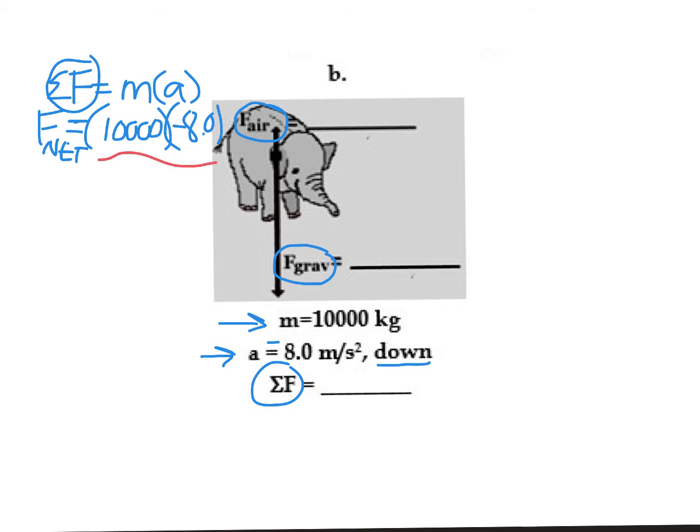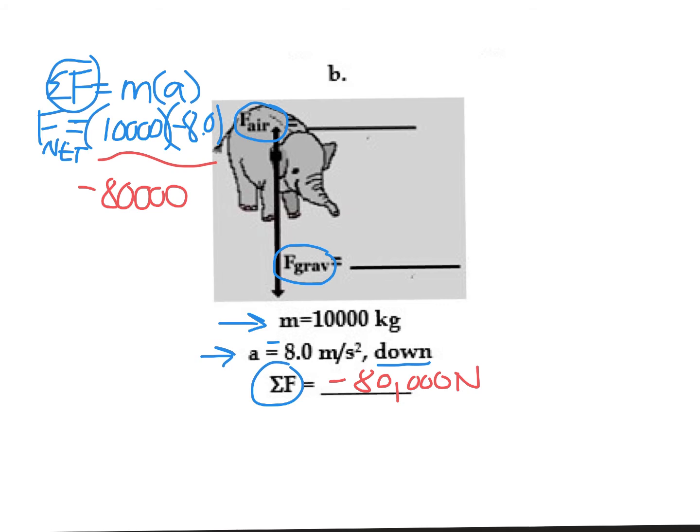10,000 times negative 8 is going to be negative 80,000. So for my overall net force, it's going to be negative 80,000 newtons. Wow. That's a lot of force in the net force, negative, going down. A couple things to keep in mind.